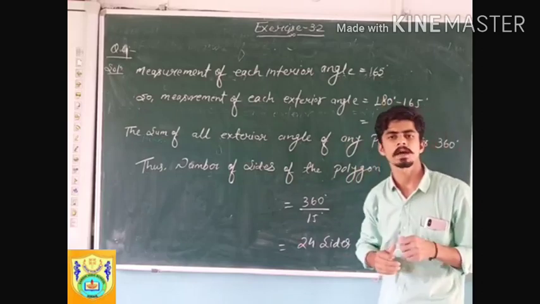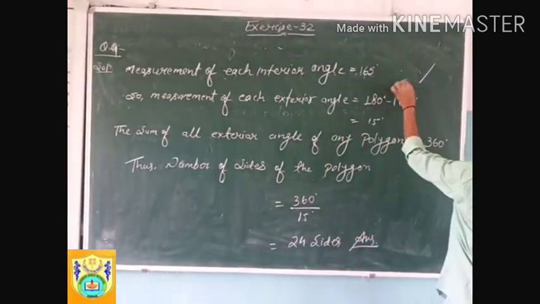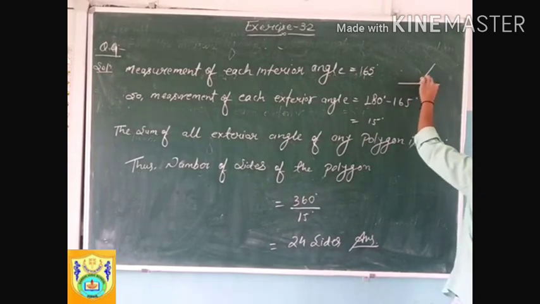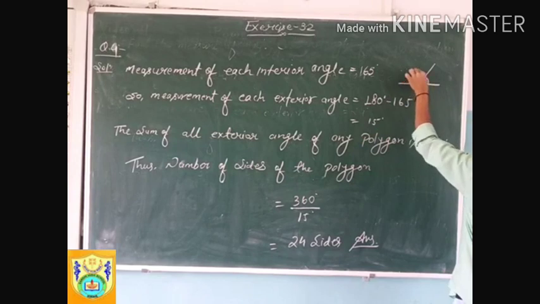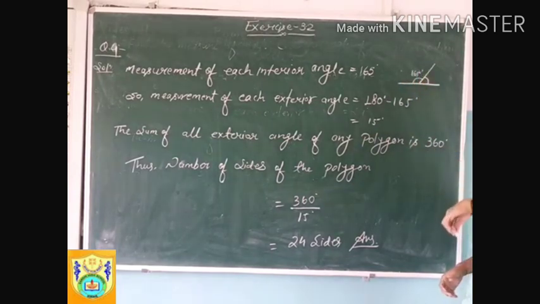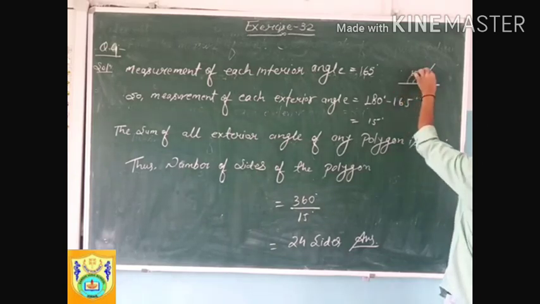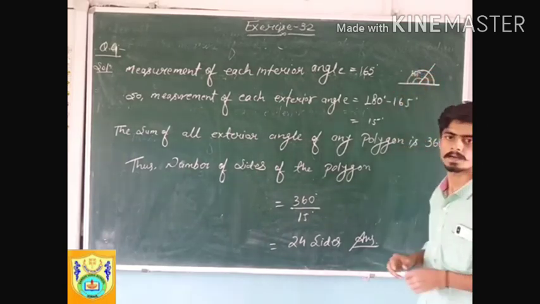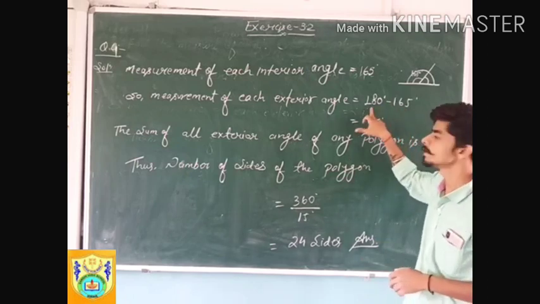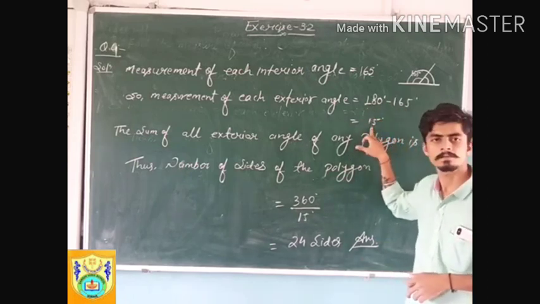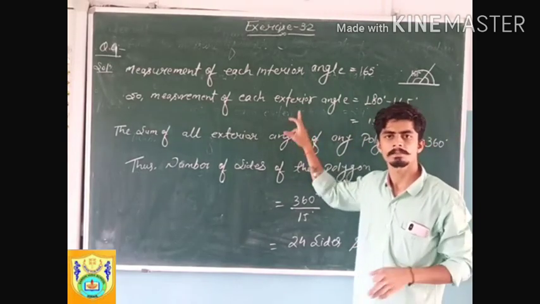In this question the interior angle is given, which is 165 degrees. Firstly we have to find the exterior angle. As we know the linear pair property, suppose this is the exterior angle and this is the interior angle. The interior angle is given as 165. So what is the measurement of the exterior angle? As it makes a linear pair, that means a straight angle of 180 degrees. So firstly we have to subtract 165 degrees from 180 degrees, then we get 15 degrees, and 15 degrees is the exterior angle of that particular polygon.